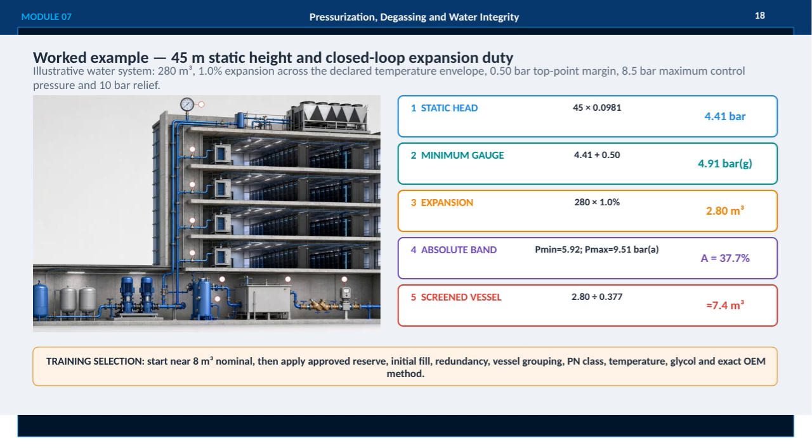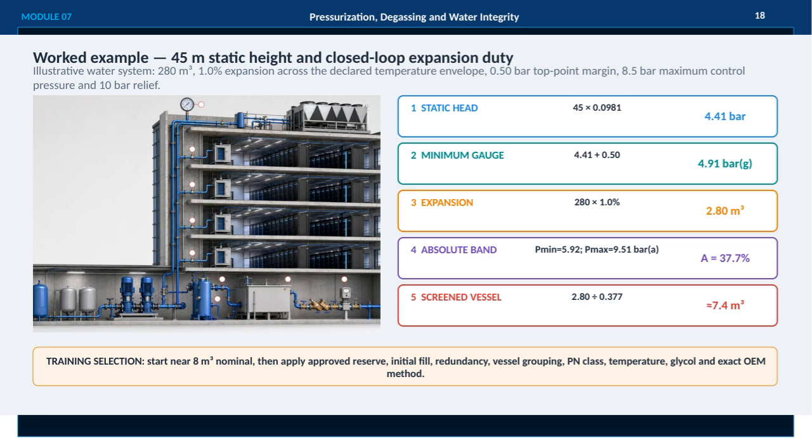Next, the expansion volume is found by taking 1% of the total system volume, which equals 2.80 cubic meters. The absolute pressure band ranges from 5.92 to 9.51 bar absolute, representing the pressure limits within which the system operates safely. To size the expansion vessel, we use a vessel sizing factor of 37.7%. Dividing the expansion volume by this factor gives approximately 7.4 cubic meters for the screened vessel volume.